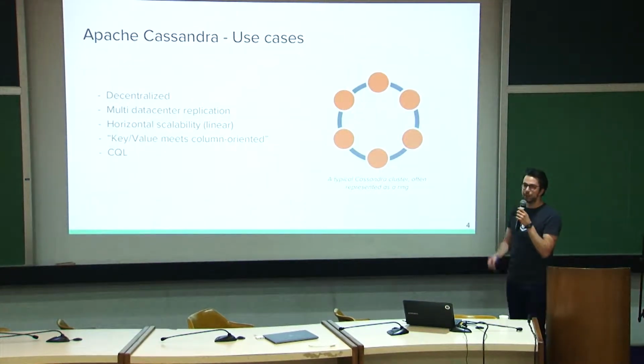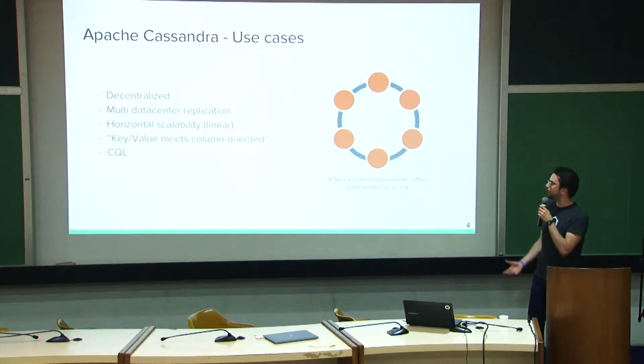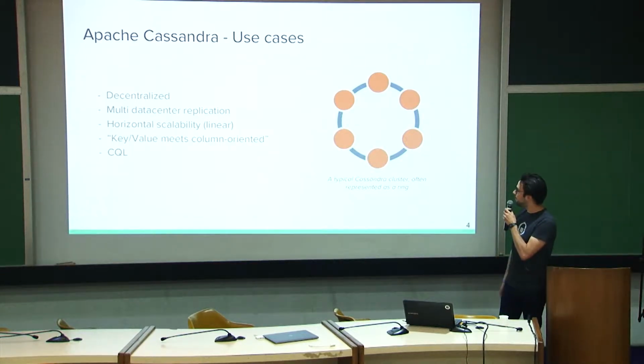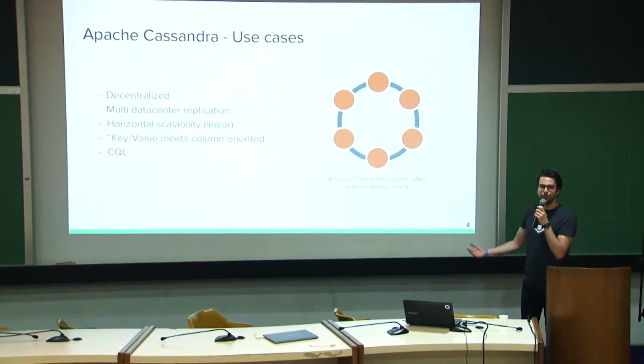Horizontal scalability is a very big selling point of Cassandra. If you want to handle twice the scale that you currently handle, you just have to spawn double the number of nodes that you currently have, and that's a big reason behind its popularity among big companies and big deployments.